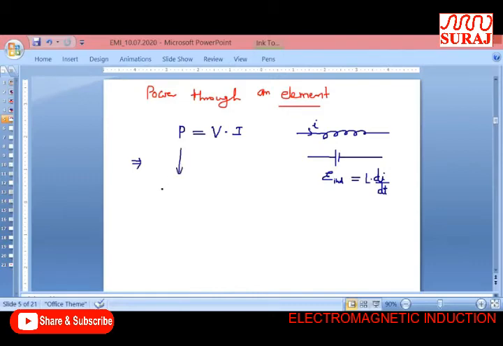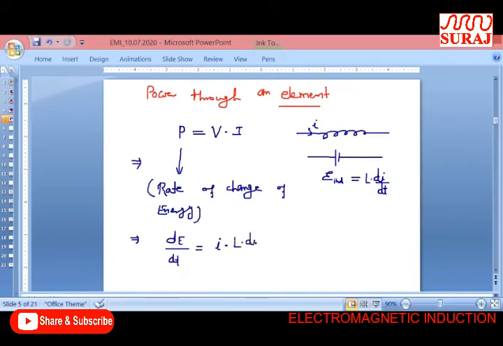So what will happen? The power is nothing but the rate of change of energy. This is the definition of power. So if I consider the energy written with capital E, then the power is dE by dt.